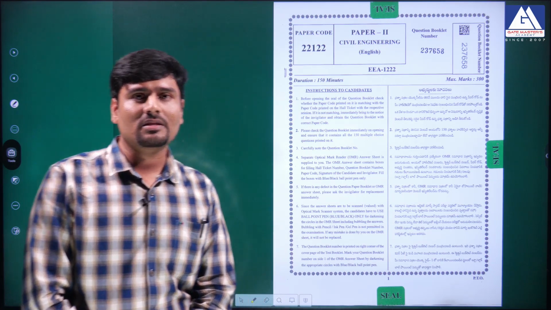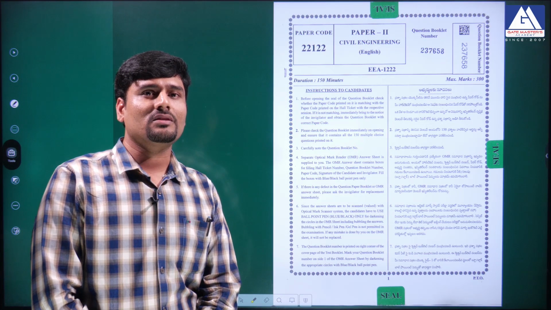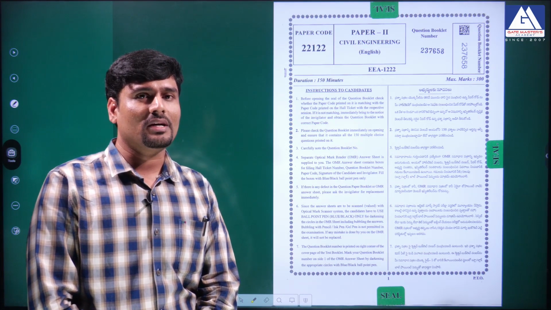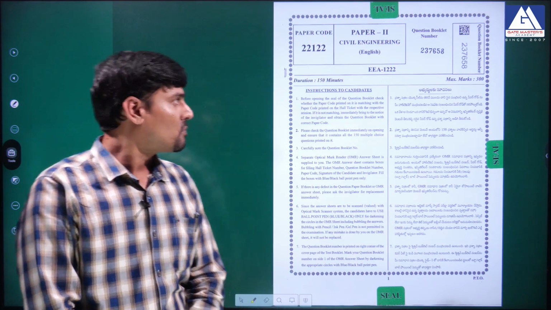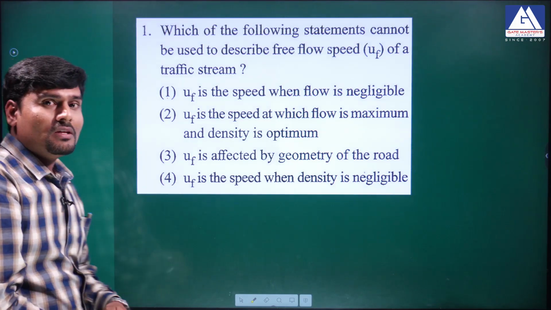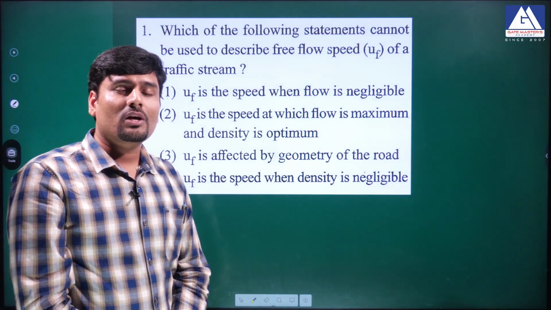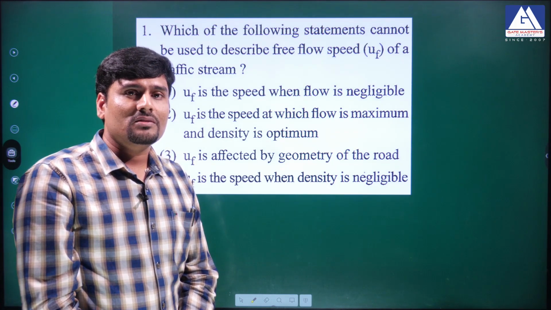Today I will be discussing the numerical problems that were given in the TSPSC AEE examination that happened yesterday, that means on 22nd January 2023. So moving on, to begin with, we will be discussing the numerical problems given from the transportation engineering subject.